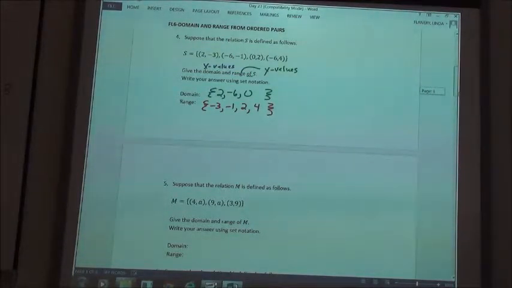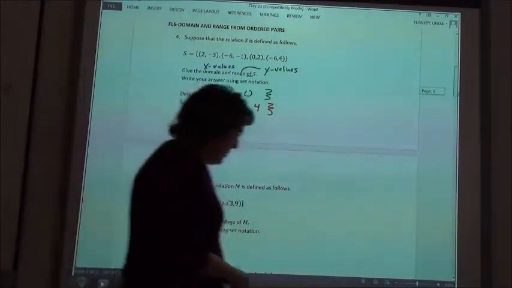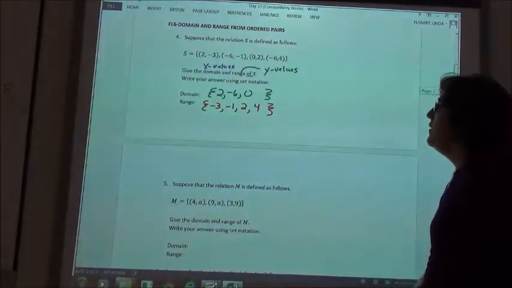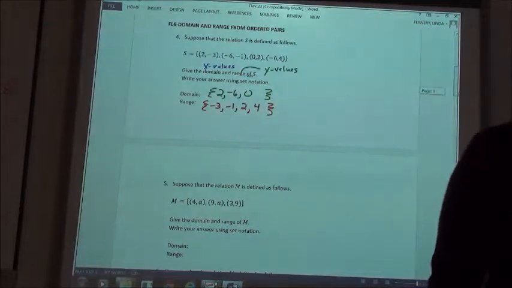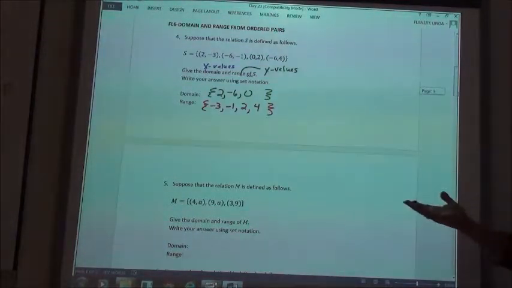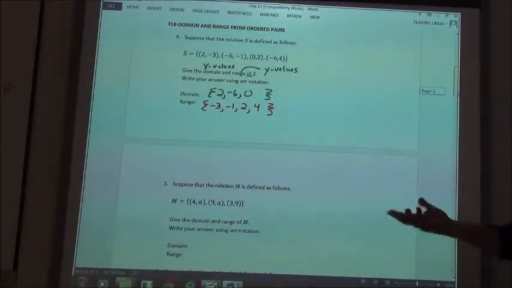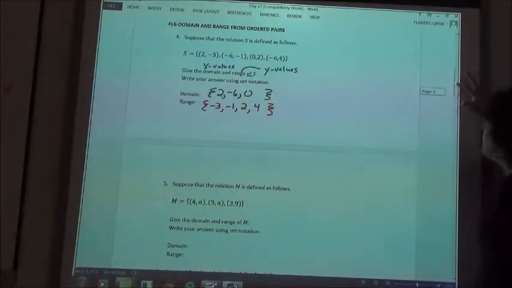So what does the word domain mean? What does the word range mean? Domain is your x values, range is your y values. So why didn't you put -6? Because I already had it. So in my list, I don't need it more than once. If you put it in there, it'll say it's correct, however, it's already in your list, you don't need to put it in there more than once.